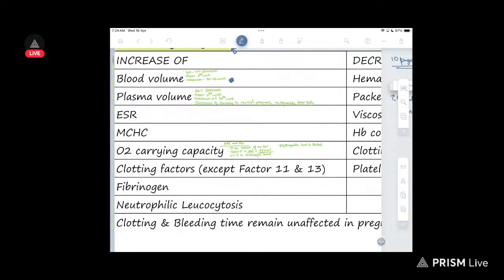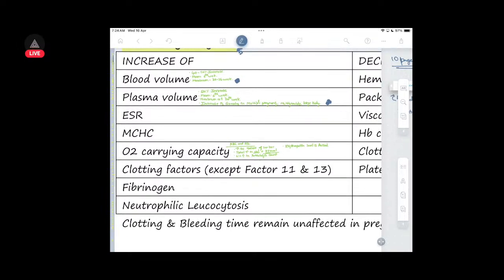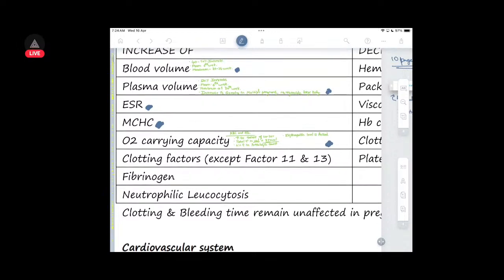34 weeks. Plasma volume will have a 50% increase from the 6th week, maximum at the 30th week. The increase is greater in multiple pregnancy and multigravida with a large baby. Then there is an increase in ESR, MCHC (mean corpuscular hemoglobin concentration), and oxygen carrying capacity, because there is an increase to the extent of 20 to 30%. Total increase in volume is 350 ml. There is a 2% increase in reticulocyte count.